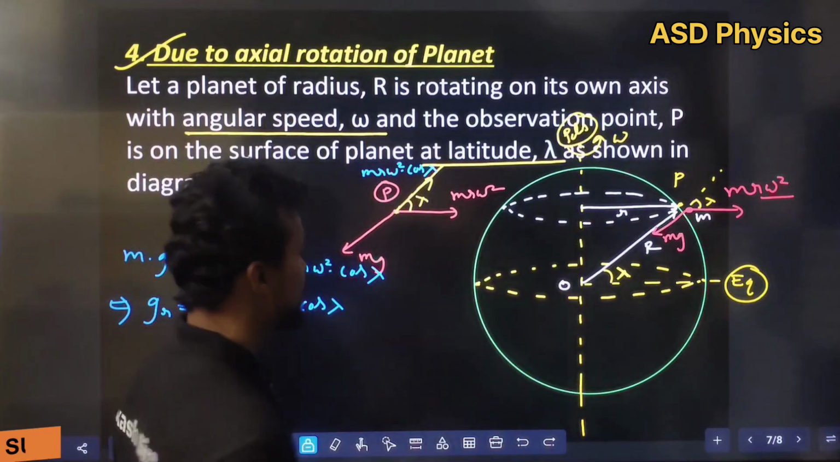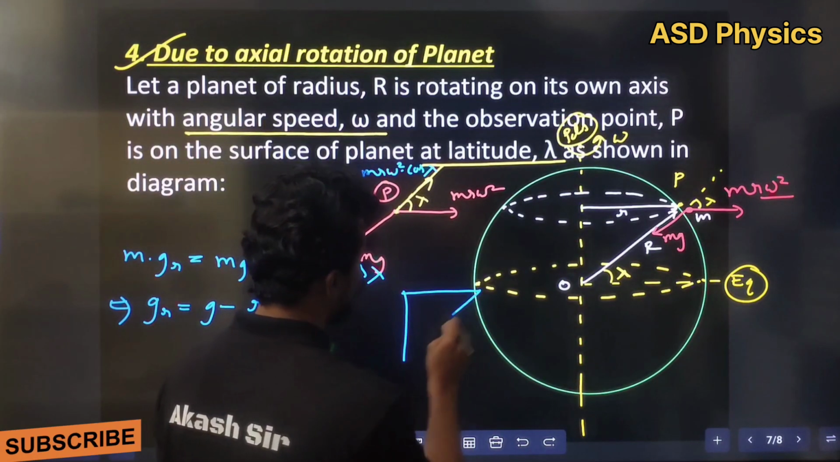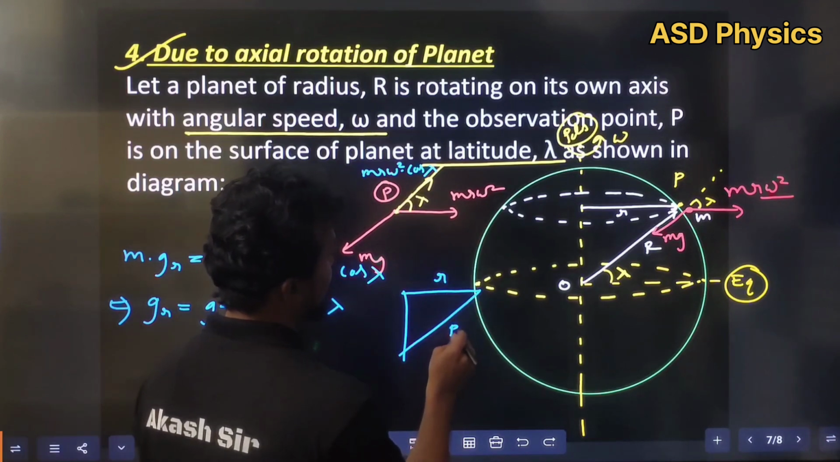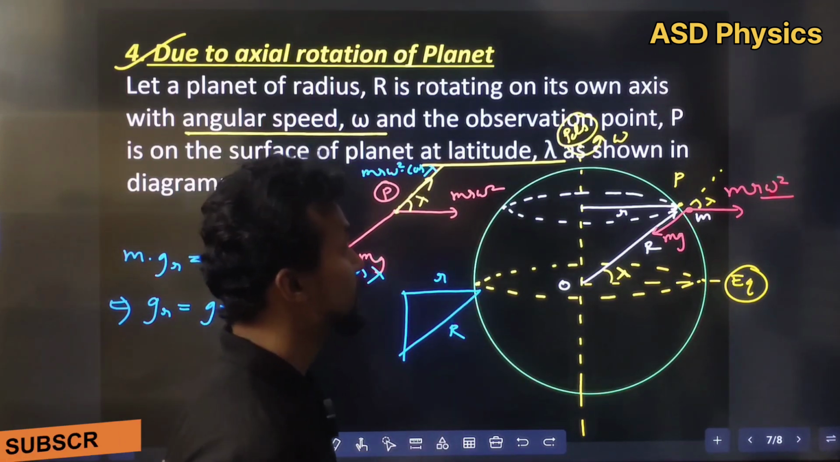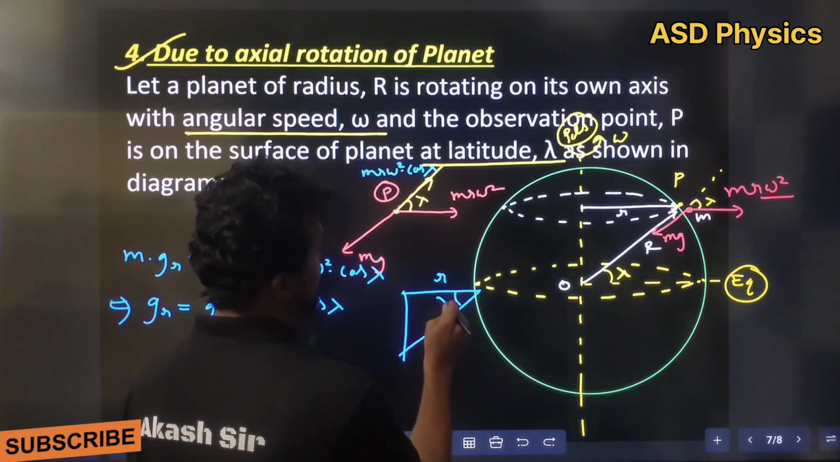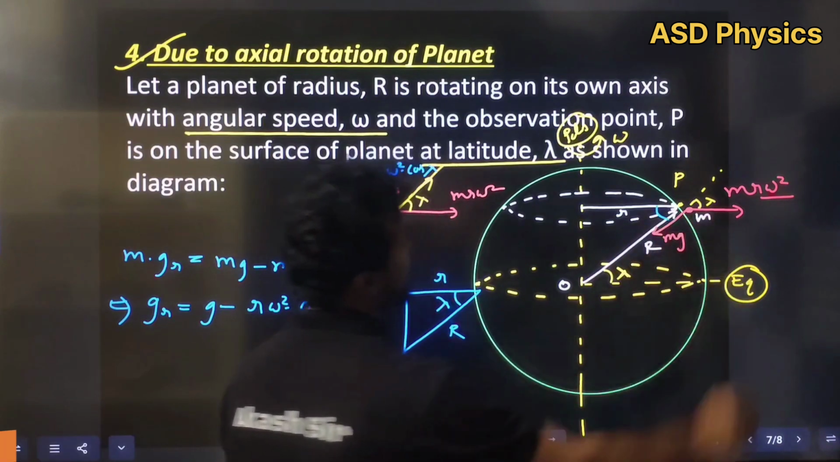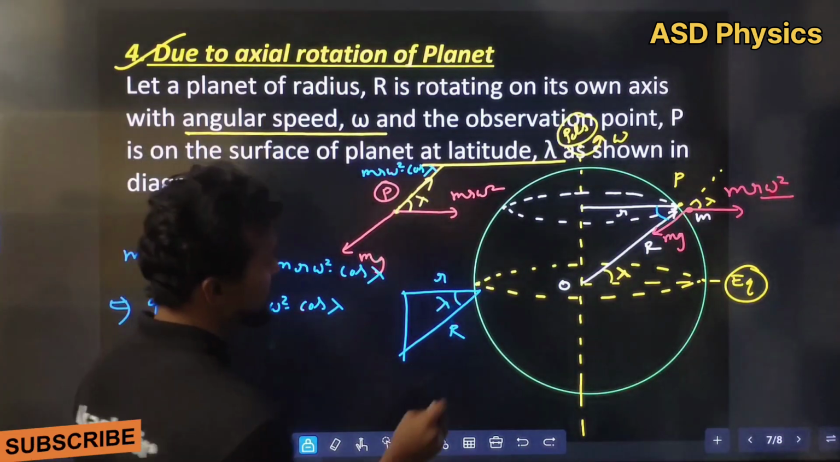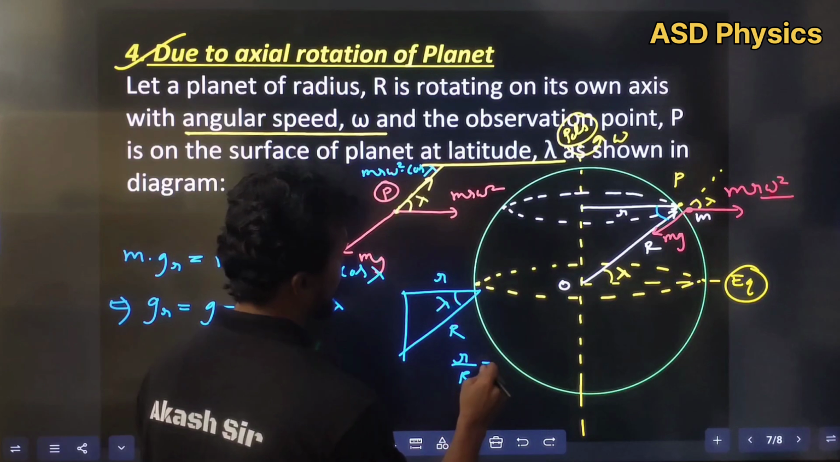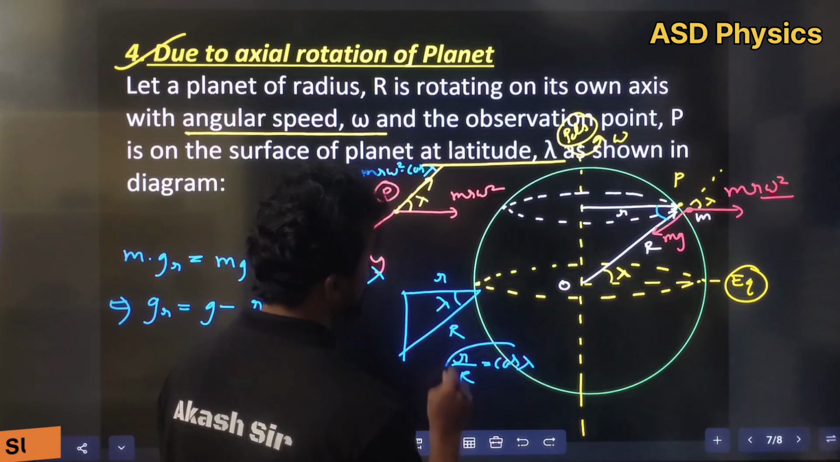Yes, you can see one triangle here. Now see, if I draw one triangle like this, this is a small r, this is capital R here. And this angle, how much? This angle is also lambda, this angle also lambda. So if you see from here, this small r by capital R will be how much? This will be cos lambda here.